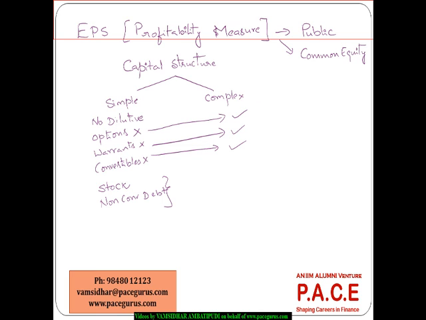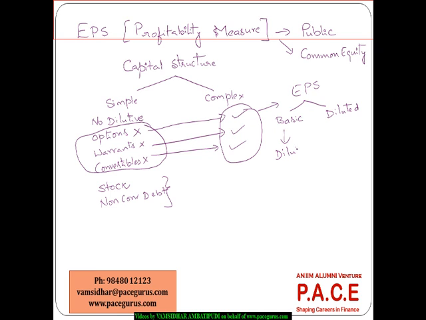Now, any company which has a complex capital structure has to report in its financial statements both the basic EPS as well as the diluted EPS. Now, what do I mean by these two? Whenever I am talking of basic, it does not bother about the dilutives. The dilutive securities are not typically included as a part of the basic EPS computation.